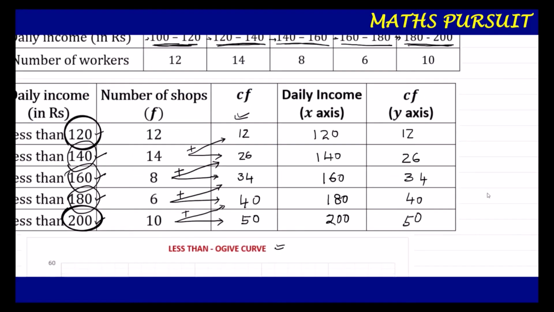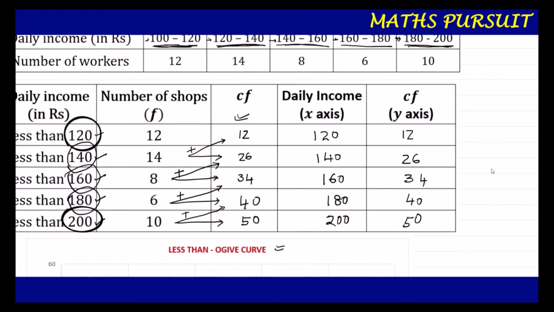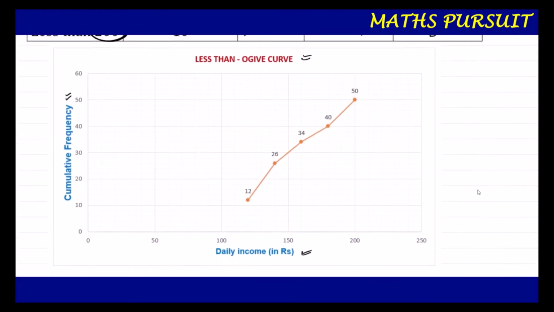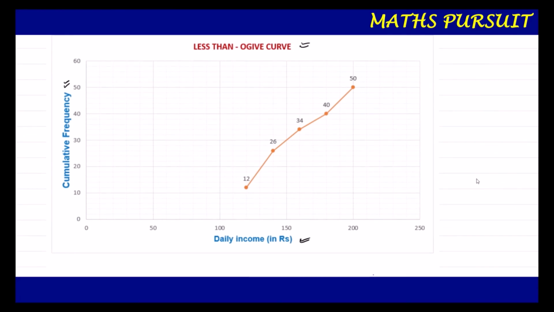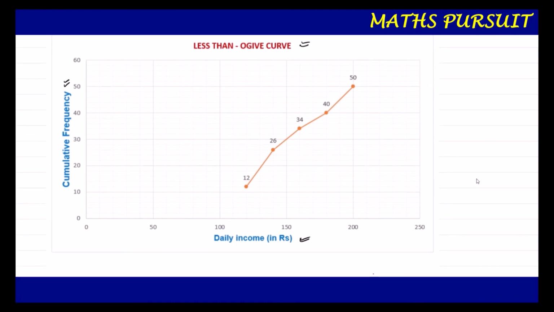And then if you look here at the cumulative frequency, it started from 12 till 50. Similarly, in order to accommodate these things, we have started the cumulative frequency axis, the y-axis, from 0, 10, 20, 30, 40, 50, 60. And the x-axis, as I told you, we started from 0, 50, 100, 150, 200, 250.